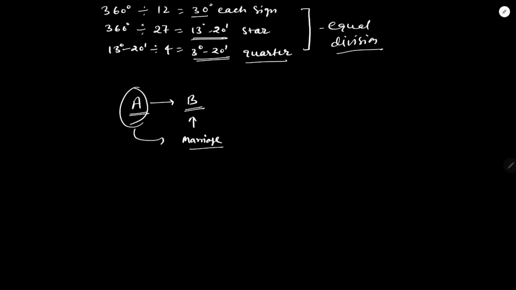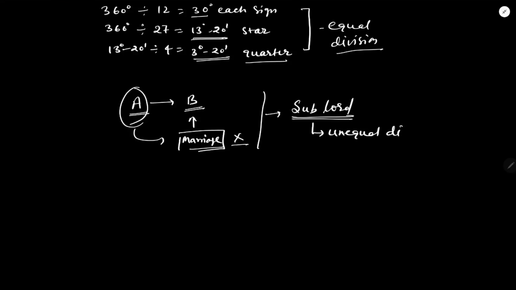But in his further research, he saw that even though the star lord was able to give the event, the marriage, it was not happening for the native. And this gave him the thought: why is this happening, and what is the reason behind it? Then he came up with a new idea of sublord, which we can say is an unequal division of star lordship.